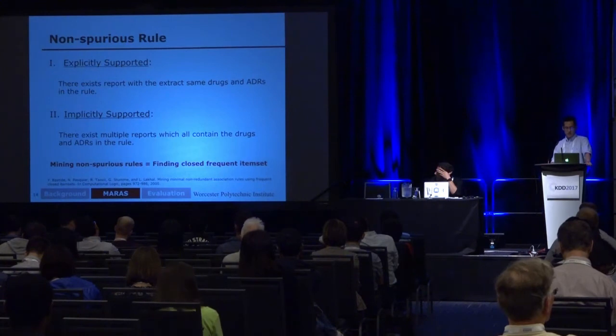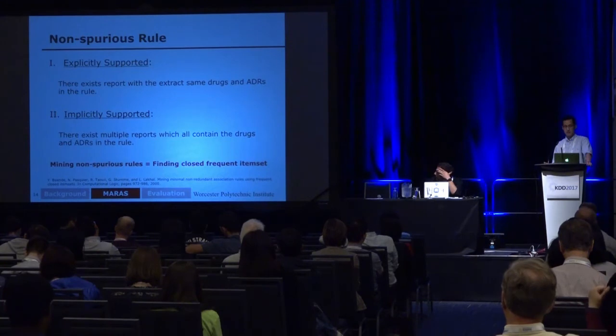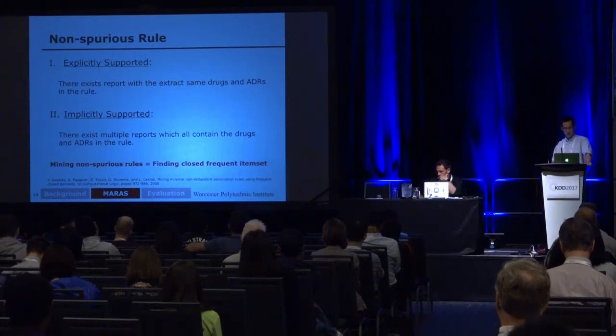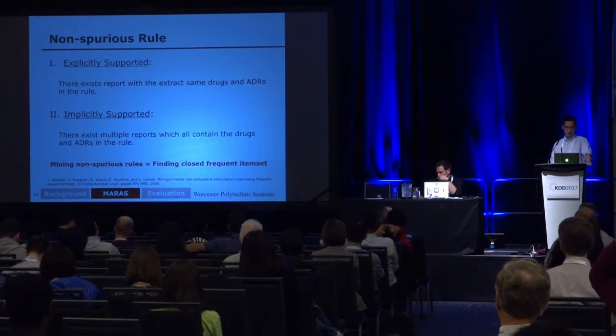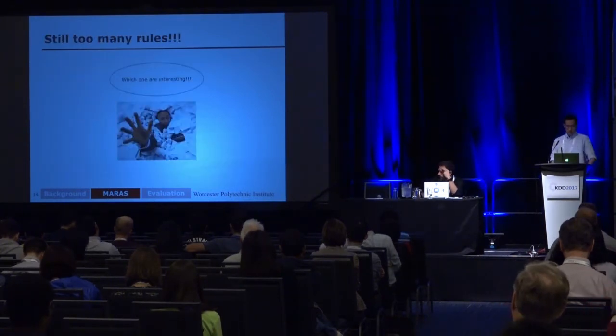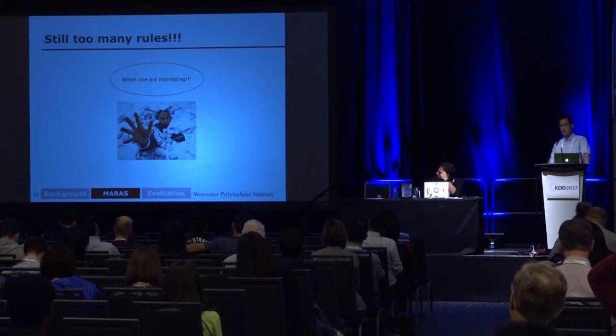To efficiently mine this, it turns out that mining frequent itemsets is the first step of generating the association rules, and mining these non-misleading rules is equivalent to finding closed frequent itemsets. Following this, we are able to efficiently mine those signals. However, you still have a bunch of rules. So which one is more important? Which one is more interesting, that aligns with the semantics of drug-drug interactions?